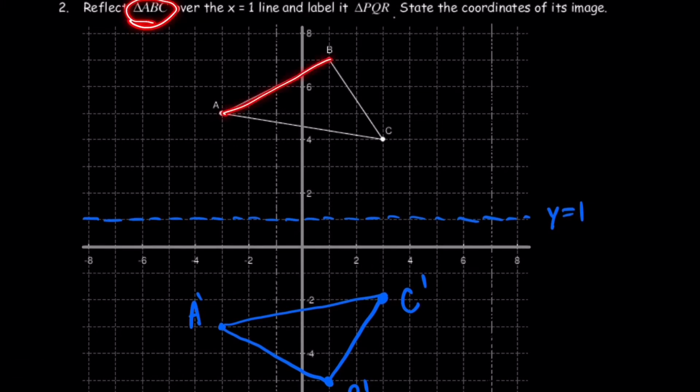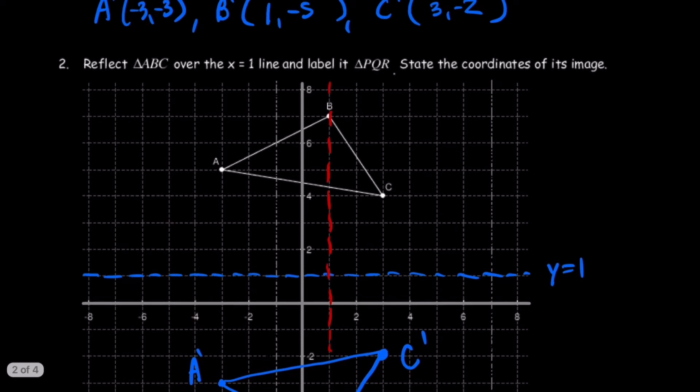Okay, well, the next part here, it says reflect triangle ABC. Well, that's the original one, because now there's two triangles. I could start with either one of those, but I'm going to take this triangle here and reflect it over the line x equals 1. Well, that's going to be a vertical line right here, where the x value is 1. So let me sketch in that line first. All right, I don't need to go beyond that. You'll see why here in a second, but that's x equals 1.